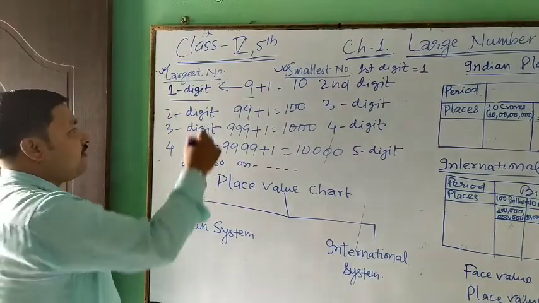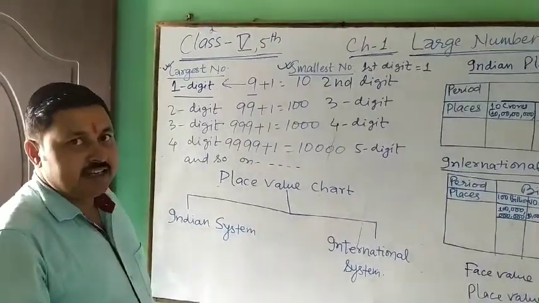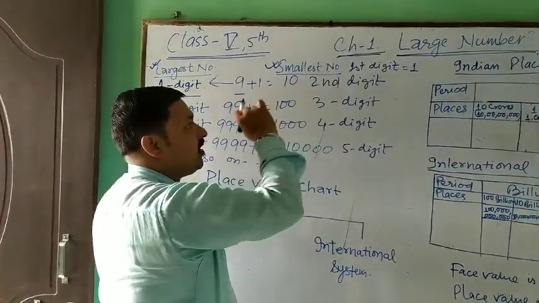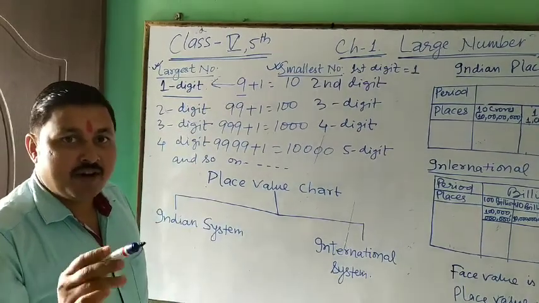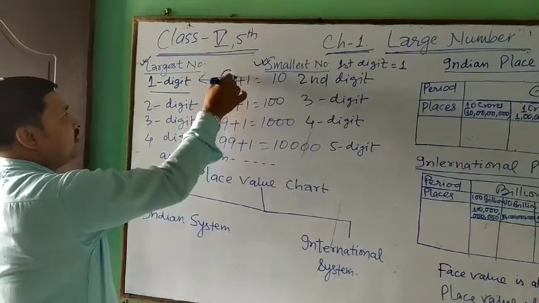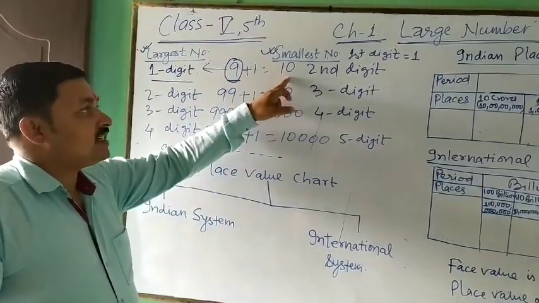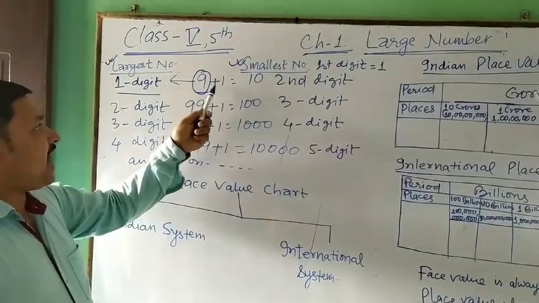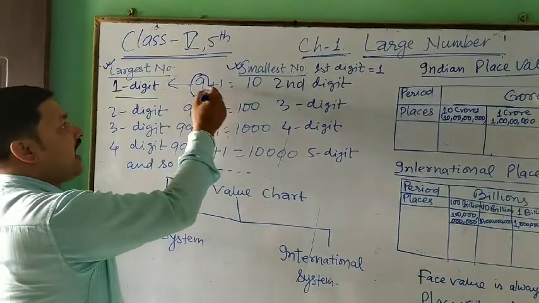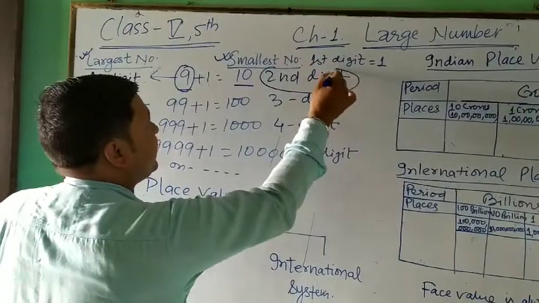Now the largest number of each digit gets a successor, which is the smallest number of the next digit. For example, the first digit's largest number is 9. When we find the successor of 9, we get 10. The successor means plus 1. When we add 1 to 9, we get 10. That is the second digit.